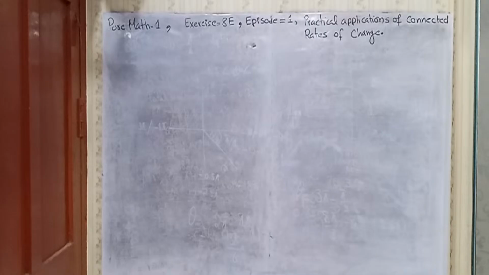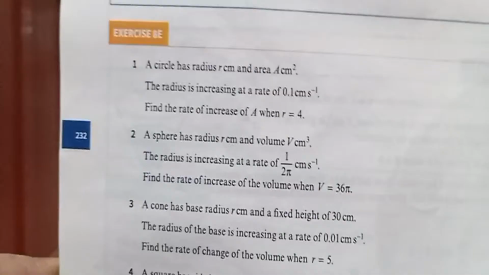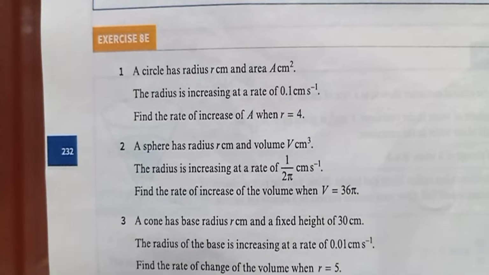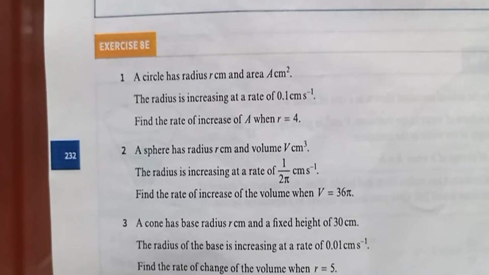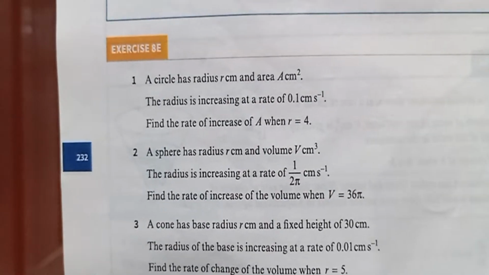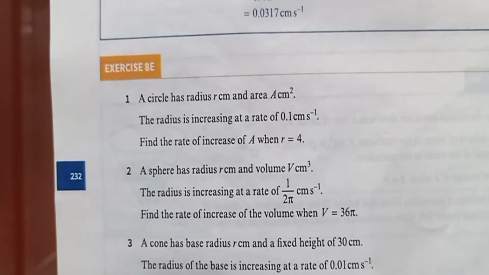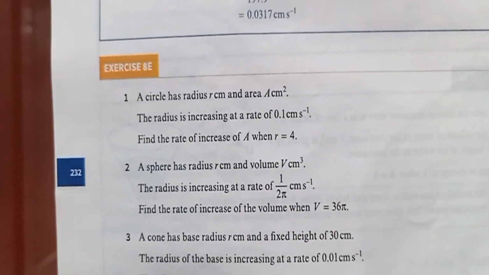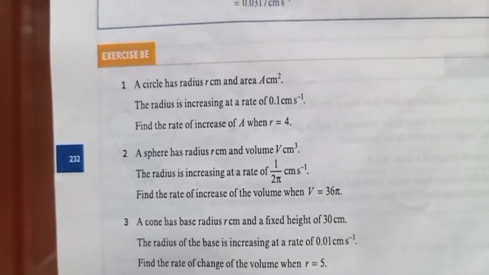And here we go. The question number 1 we are going to attempt. A circle has a radius r centimeter and area A centimeter square. The radius is increasing at a rate of 0.1 centimeter per second. Find the rate of the increase of A when r is equal to 4. So this is the question number 1 which we are going to attempt.